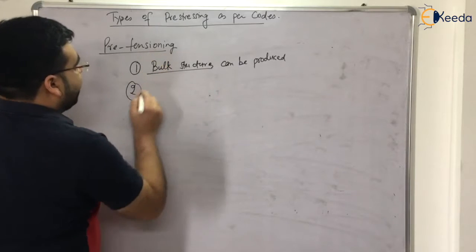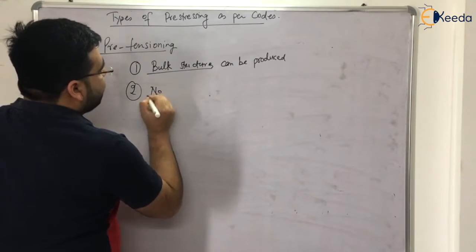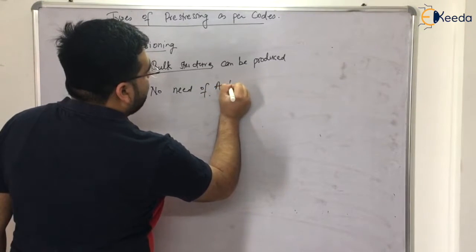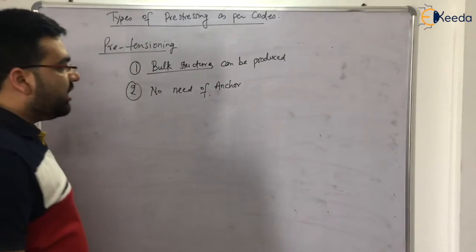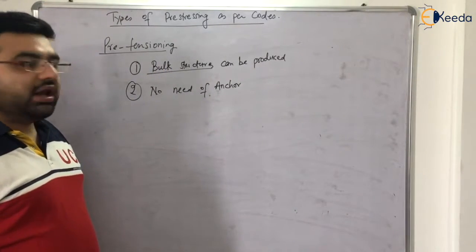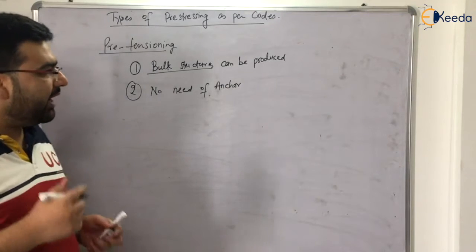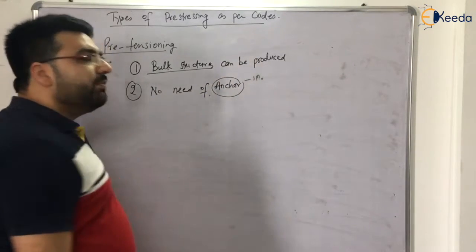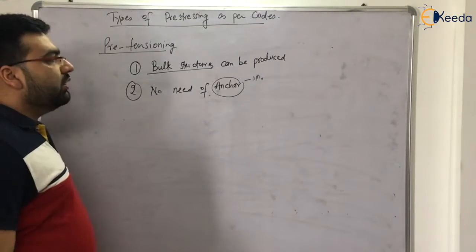Second thing is that in the case of pre-tensioning, there is no need of an anchor. What is an anchor? An anchor is a type of material which actually holds it. I will explain it later, because anchor is important in post-tensioning. It is used in post-tensioning, and there I will explain what an anchor is.